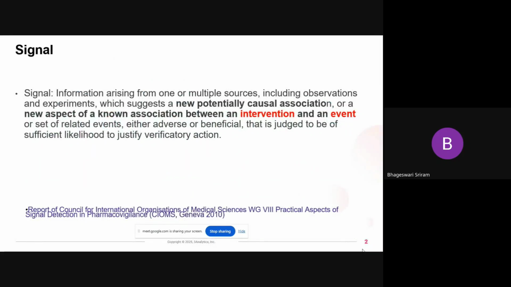Known association, right? Like a change in frequency. Previously, it was a rare occurrence, and now it's more frequent, or a change in the severity. Previously, there were no fatalities, but now we have observed some fatal outcomes. Right?